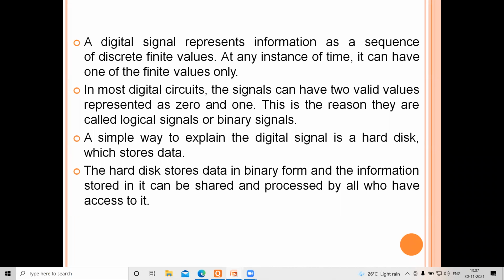A digital signal is a representation of information as a sequence of discrete, finite values. These are very important words. Probably, being in your fifth semester, you have studied signals and systems in your fourth semester, I believe. Probably each one of you understands what I mean by discrete. The audio signal which you are receiving now is in a continuous form, right?